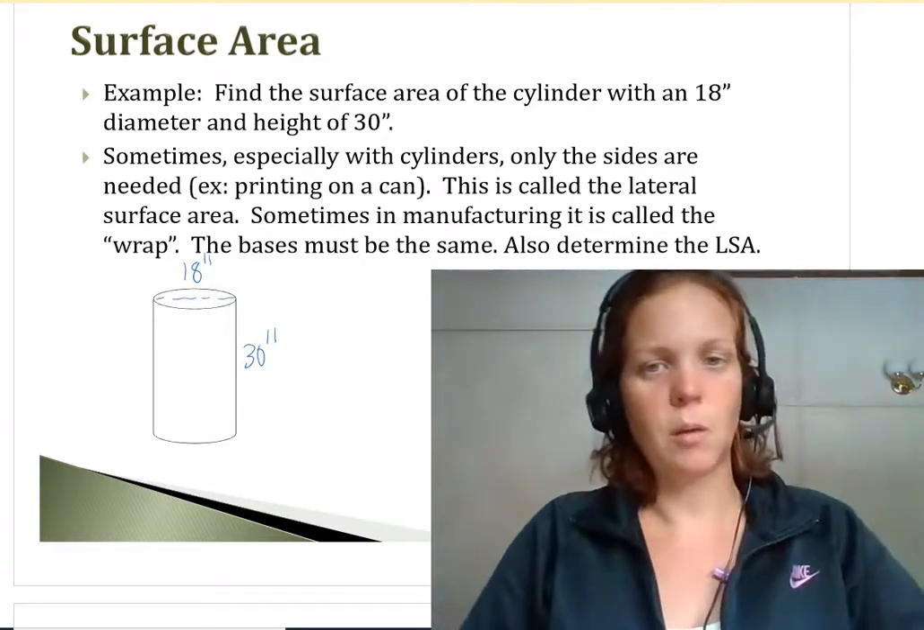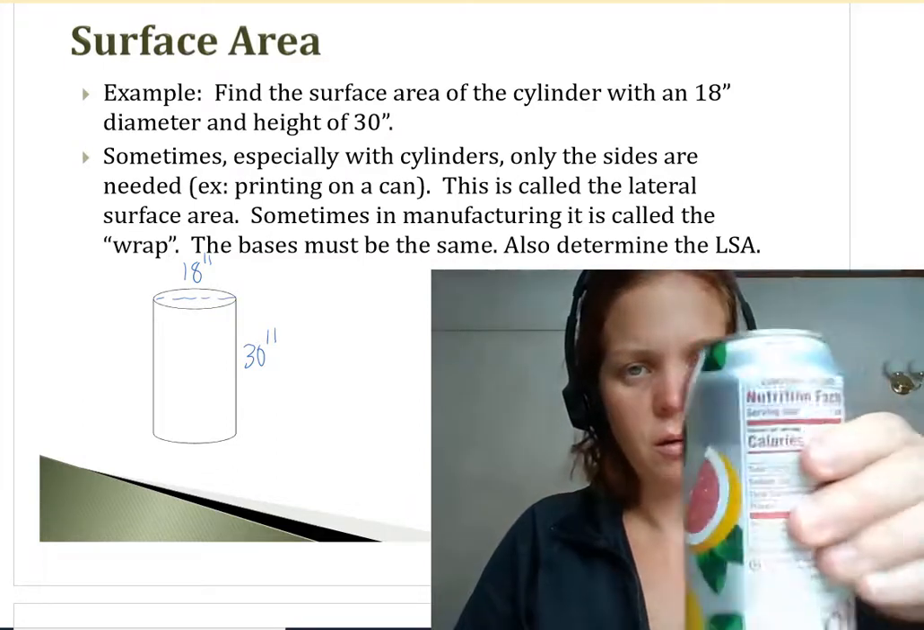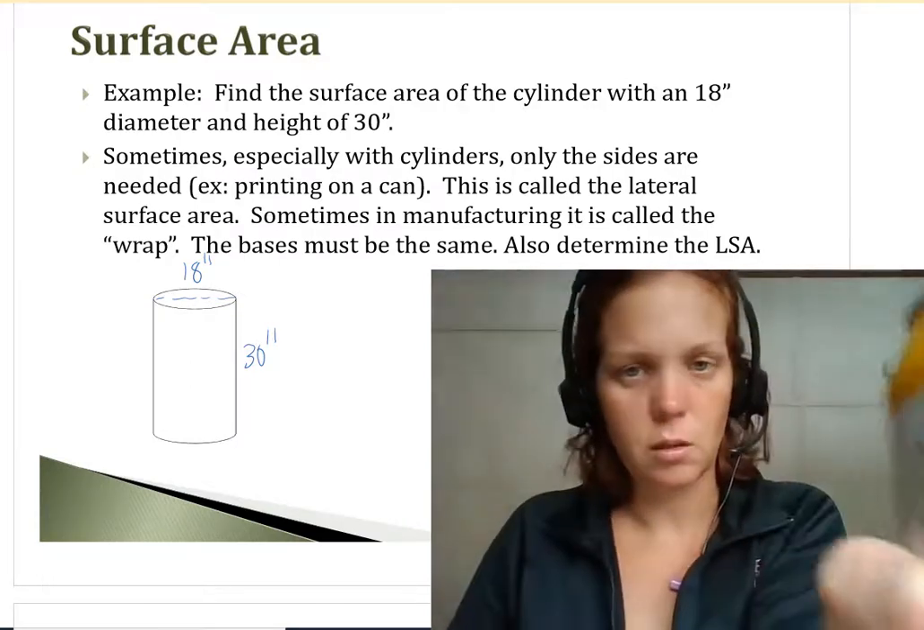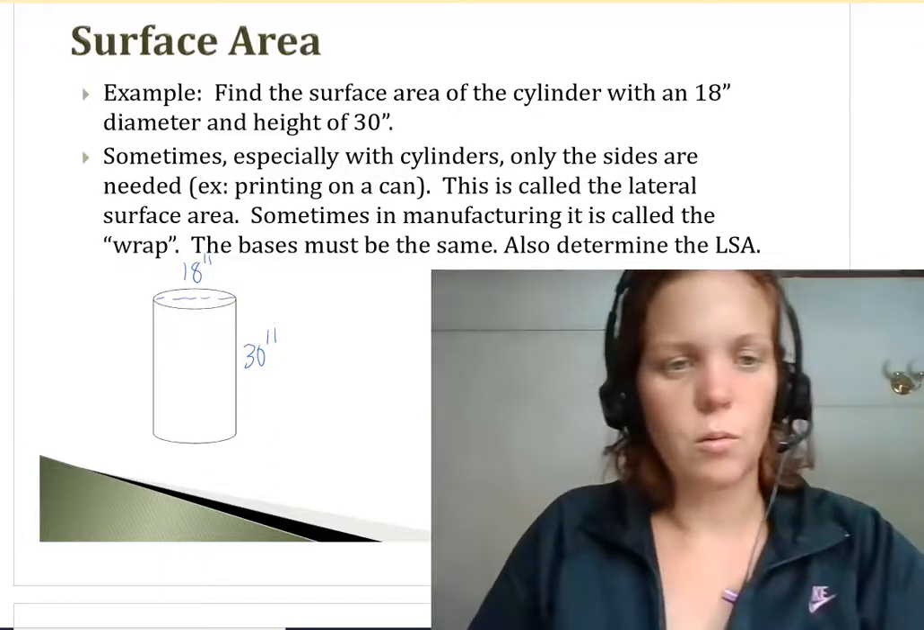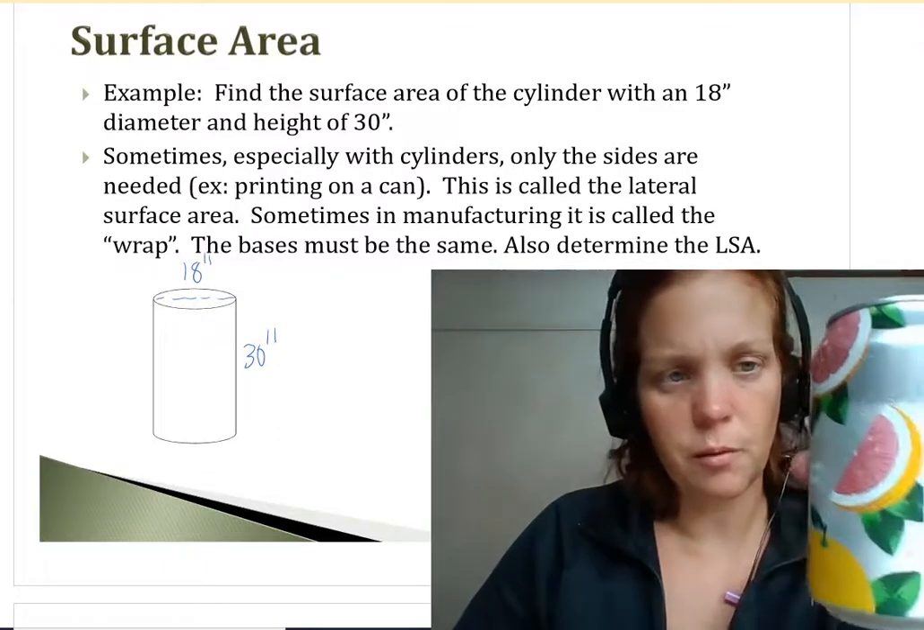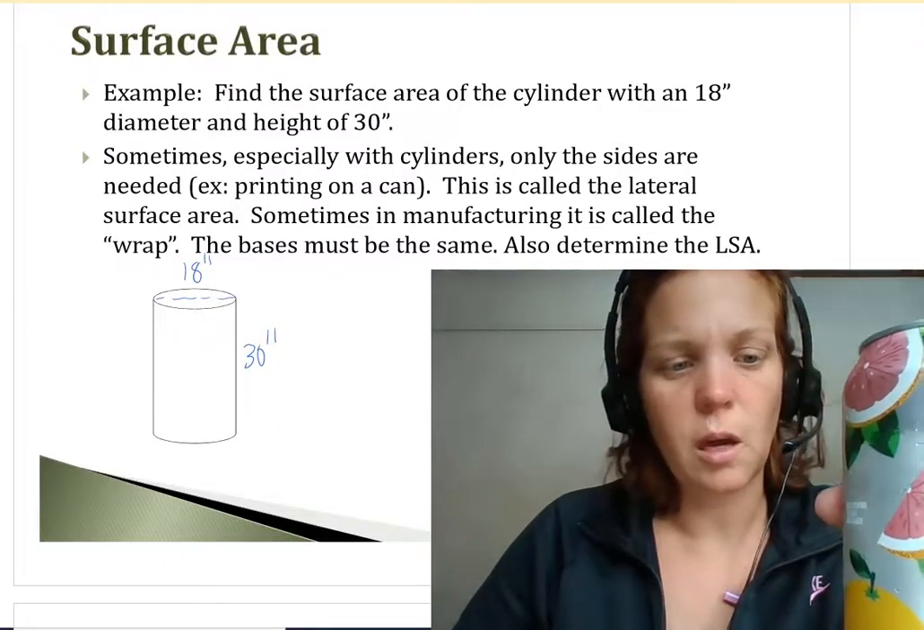So, and I've got an example of a can here. Okay, so it's got some printing on the sides. It's like some sparkling water from Target. So if the company had to figure out, well, how much aluminum do I need to make this can?